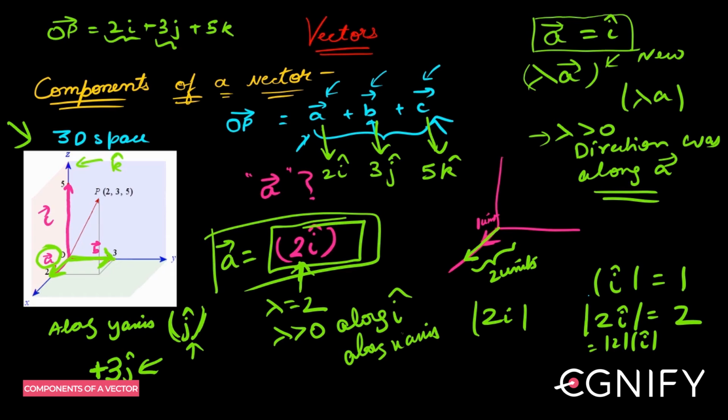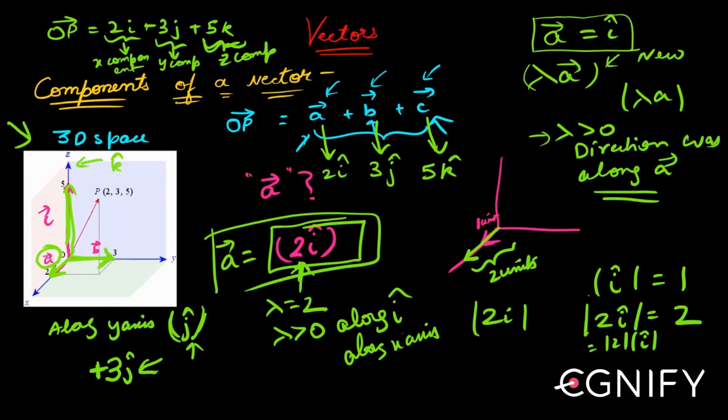Remember, these three are three different vectors. This is a vector along the x-axis. That's why it's called the x component. This is a vector along the y-axis. That's why, remember, it's called the y component. This is a vector along the z-axis, right? 5k. That's why it is the z component. So a vector, when represented in three-dimensional space, has three components.